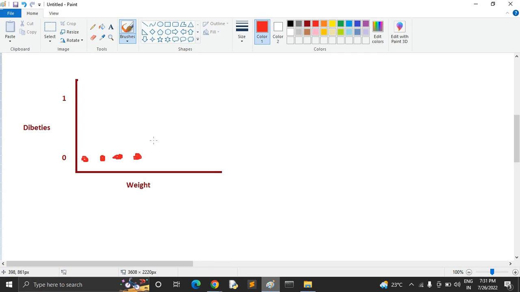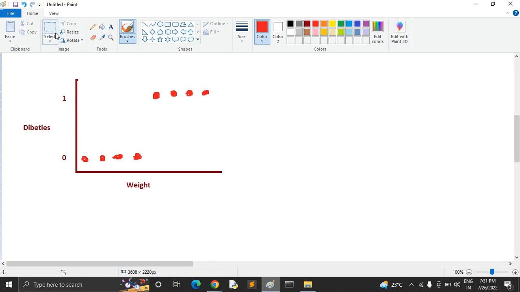right? Similarly, when it comes to people who have diabetes, definitely the weight will be more. So let's say there is one observation over here, because as you can see, as you are increasing toward the right hand side, the weight is increasing. So if the weight increases, the chances of getting diabetes increases. So this patient also has diabetes, this patient also has diabetes, this patient also has diabetes. Let's say. Okay, so there are some people who have diabetes, there are some people who don't have diabetes, right?